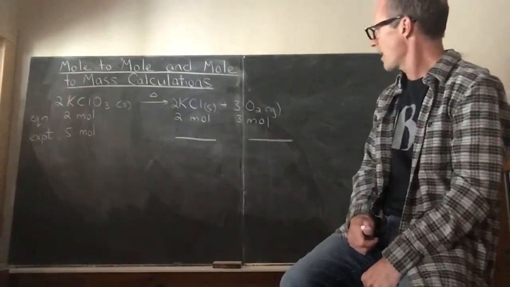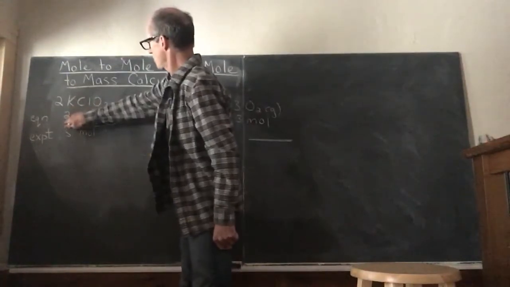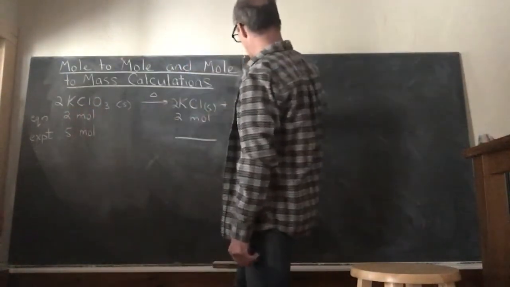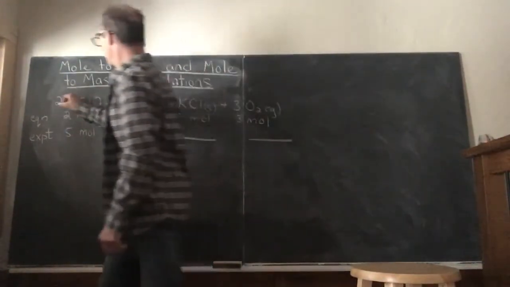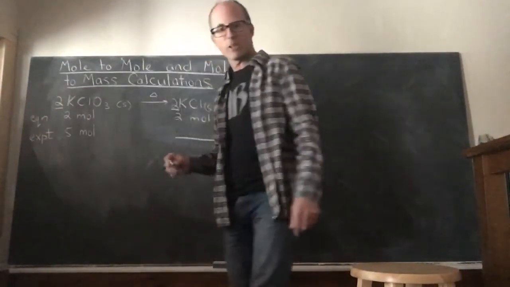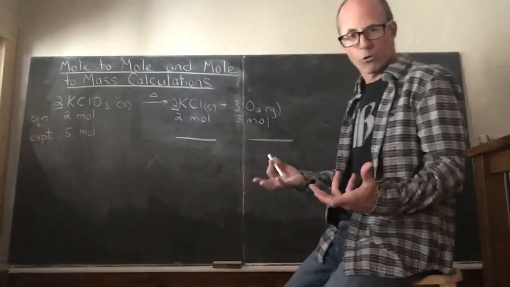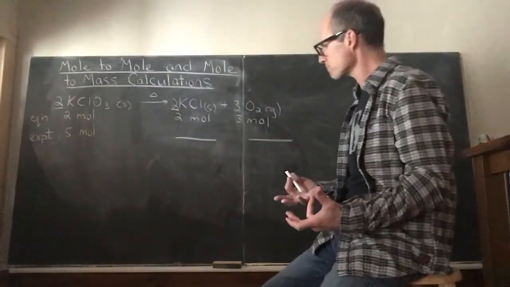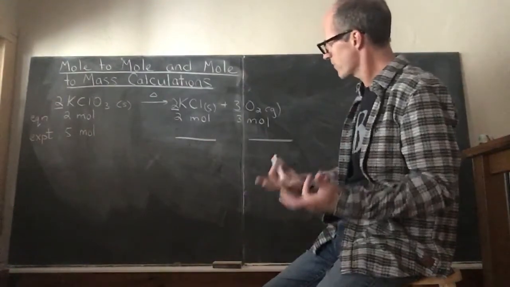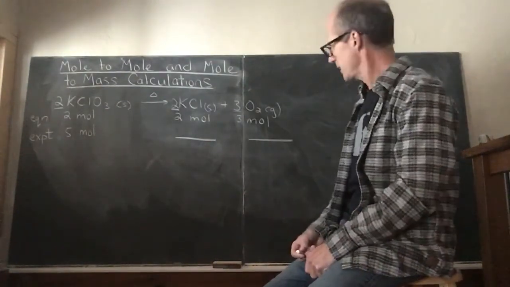So on our equation line, the coefficients that we have underneath each of these species really are the same as what you see in the balanced equation. And that's really all the balanced equation is. It's a ratio of moles. That's all it is.